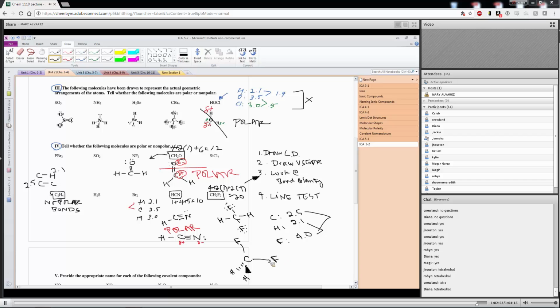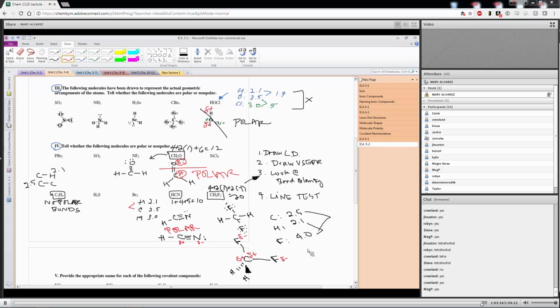Okay. All right. Carbon-hydrogen bond. Is that bond polar? Nope, nope, nope. Carbon-fluorine bond. Is that bond polar? Yes. Partial positive, partial negative. Carbon-fluorine bond. Is that bond polar? Yes, thank you. Partial positive, partial negative.